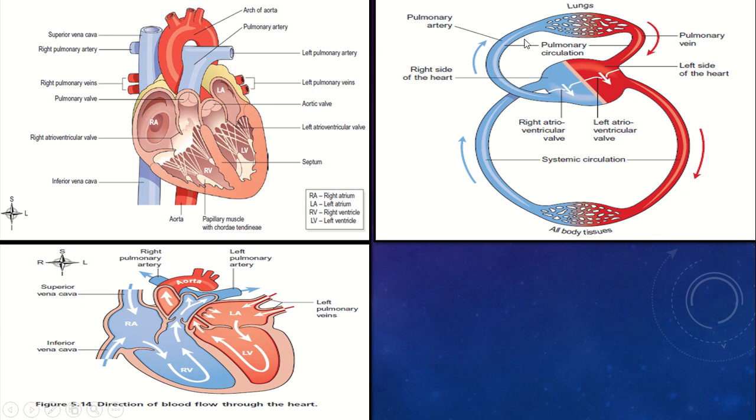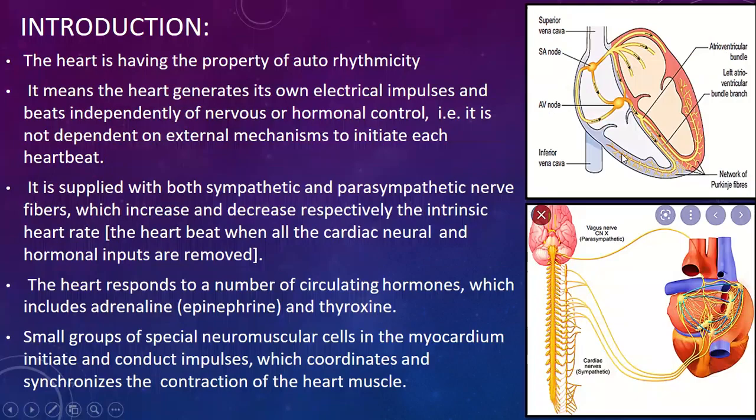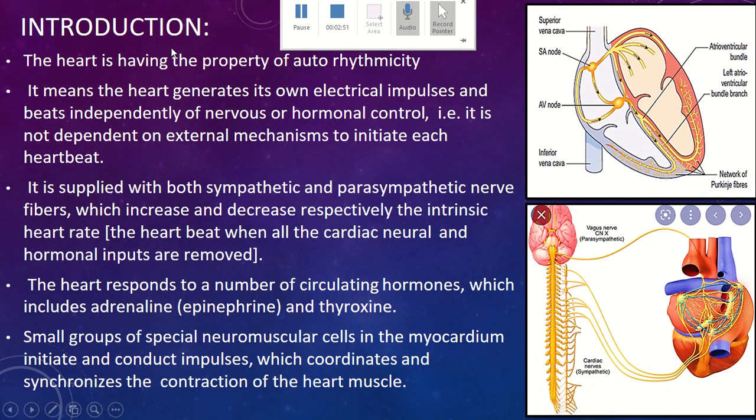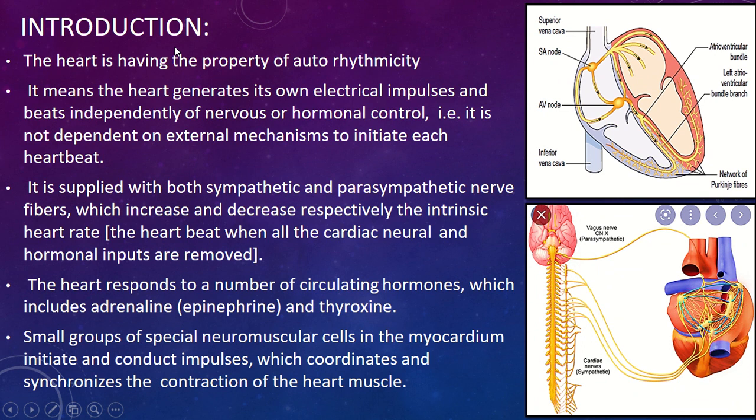So what happens between the heart and the lungs is called the pulmonary circulation, and what happens between the heart and the body parts is called the systemic circulation. This is just an introduction. And now I'm going to give an introduction to the conducting system of the heart.